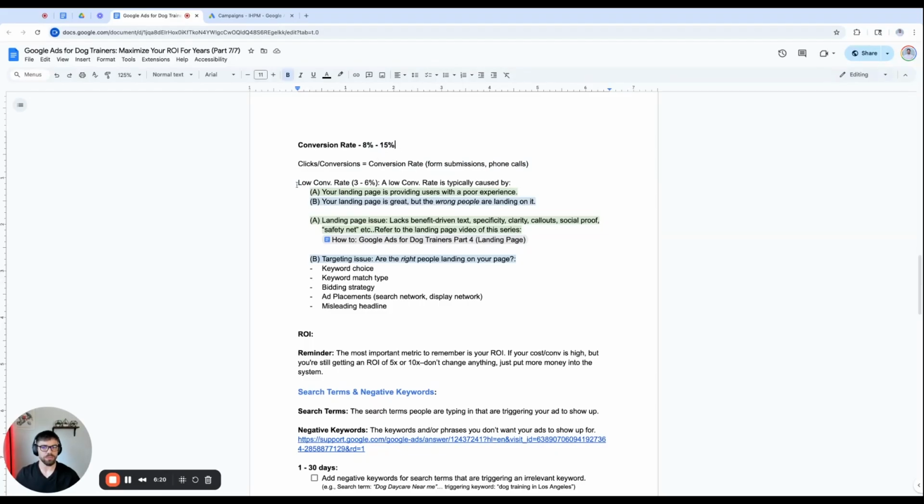A low conversion, again, just like click-through rate, I usually like to see a conversion rate of 8 to 15%. A low conversion rate in the 3 to 6% range is typically caused by A, your landing page is providing users with a poor experience. B, your landing page is great, but the wrong people are landing on it.